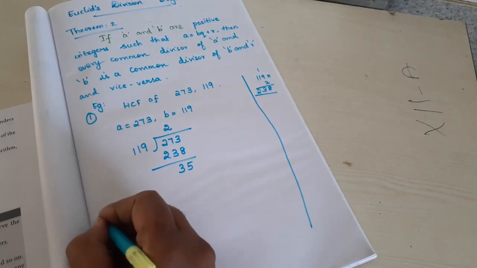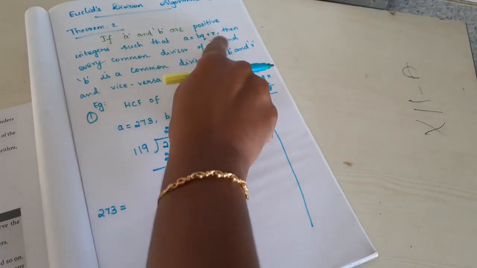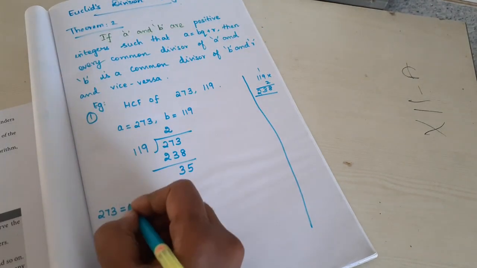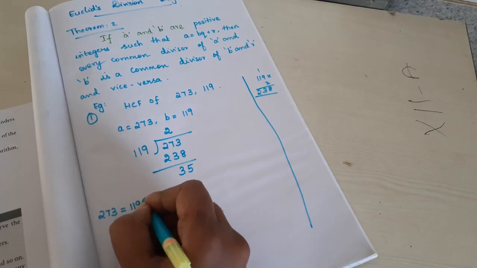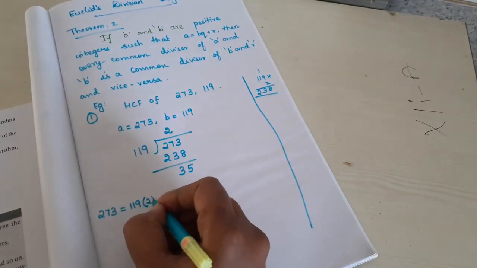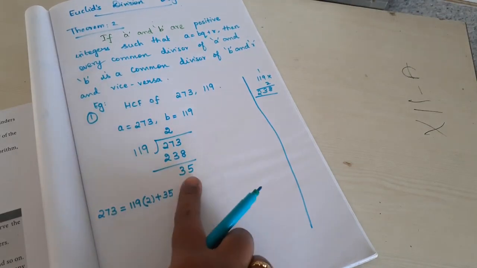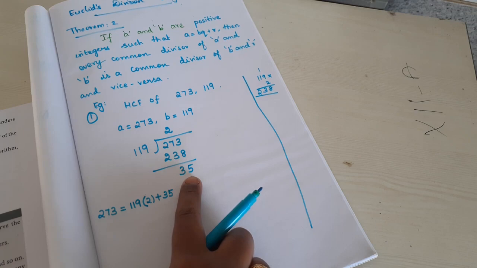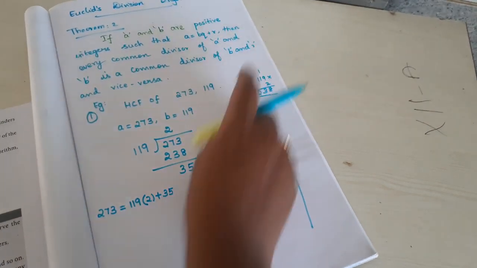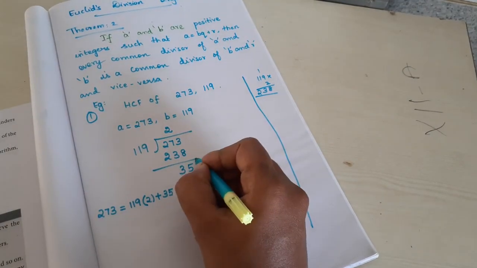The steps I am writing here will go like this. So 273 equal to, in this format you need to write A is equal to BQ plus R. So 273 is equal to B value 119 into Q value quotient 2 plus remainder 35. So the remainder is not 0, so we need to repeat that. The common divisor of A and B is the common divisor of B and R. Next, the remainder value we need to take as the divisor.